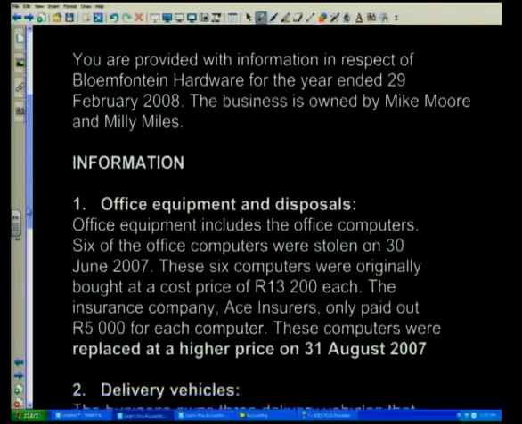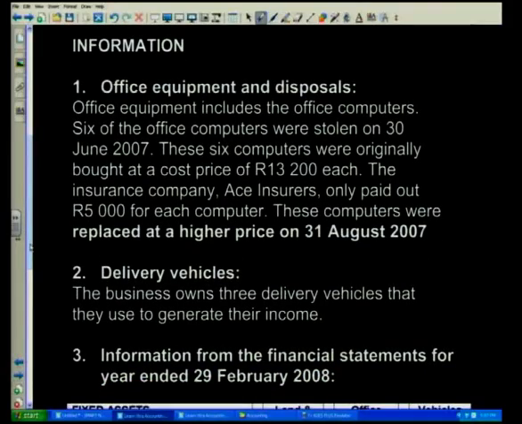Here's the information. Information point 1 says, office equipment and disposals. Office equipment includes the office computers.